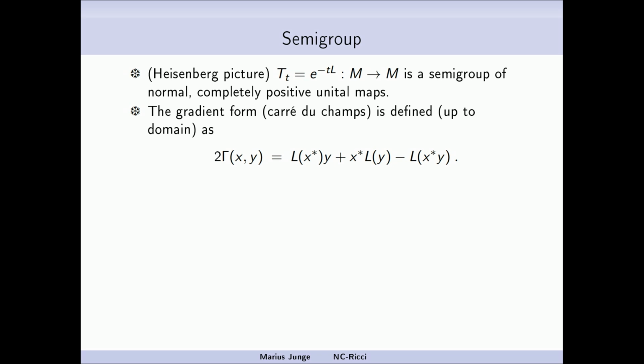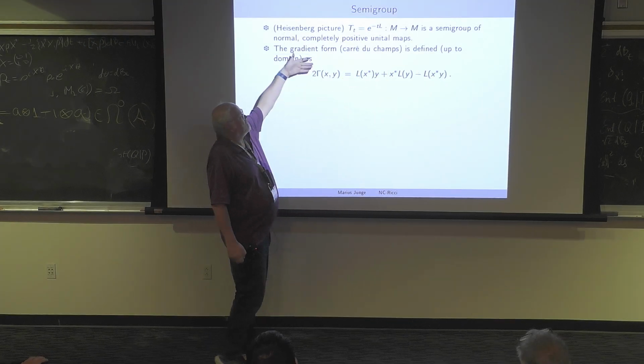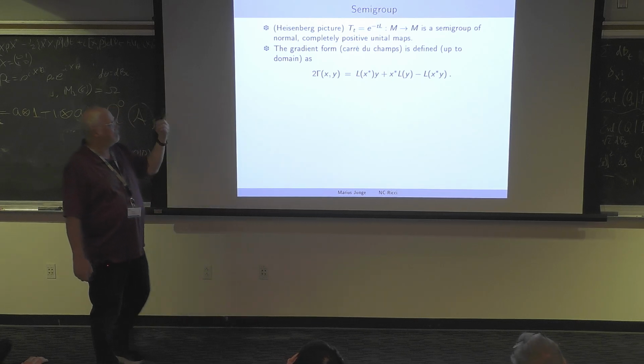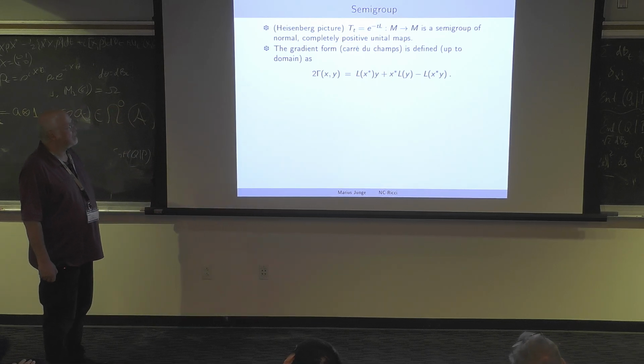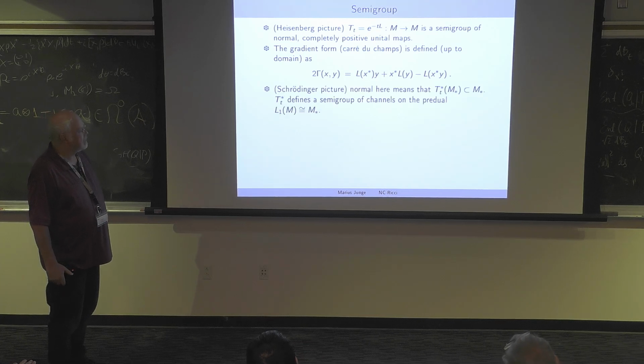So if you have such a generator, you can define the gradient form correctly. Here I didn't miss the second L. It's the same definition which we just had a second ago, and because I'm using minus L, this is the right order. What is the Schrödinger picture?